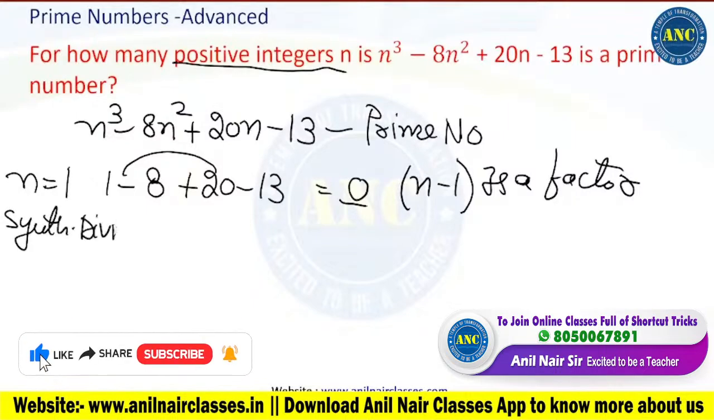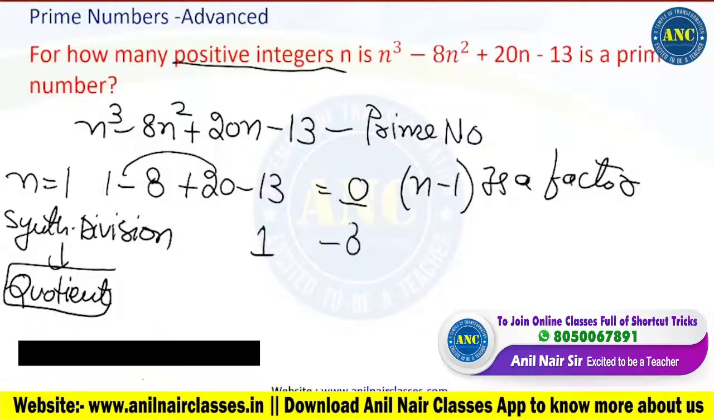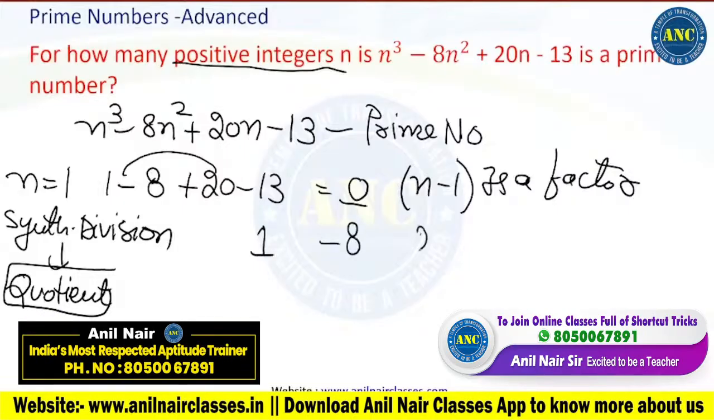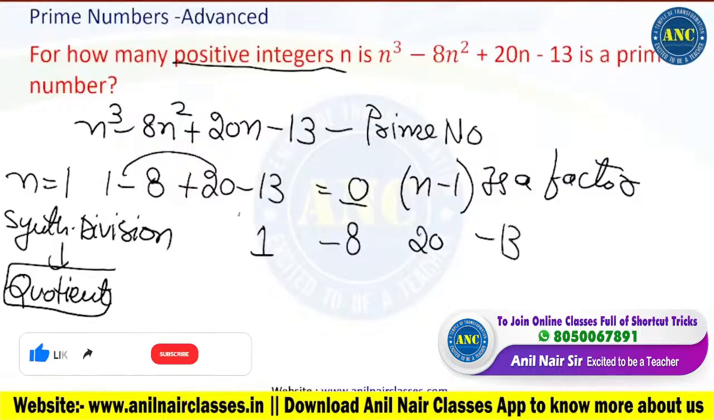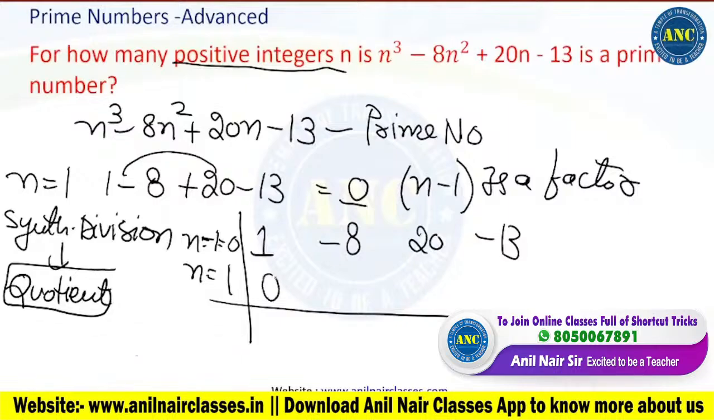What is synthetic division? Synthetic division helps us in finding the quotient. How to do it? The n cube coefficient is 1. The n square coefficient is minus 8. The coefficient of n is 20. And the constant is minus 13. n minus 1 is a factor, so n minus 1 equated with 0, n equals 1. Starting with 0.